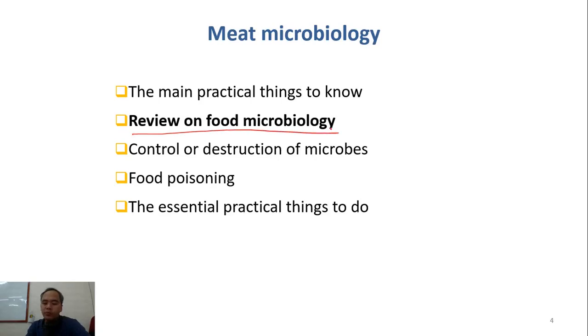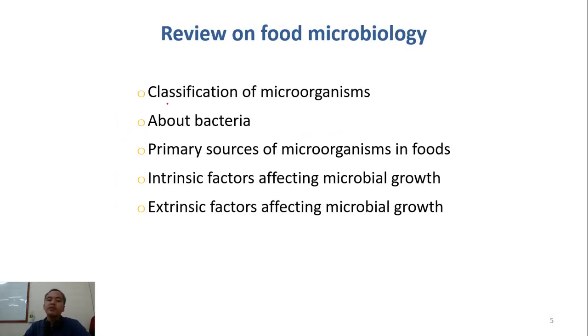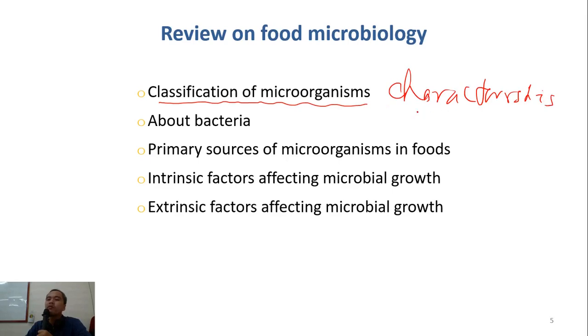On food microbiology. In this part, first we review again the classification of microorganisms, how to classify them into different groups. Different groups have more or less different characteristics. So we divide them in groups so we know better how to control them or how to destroy them. And then we review a bit on microorganisms, especially on bacteria. And then we will discuss primary sources of microorganisms in food.